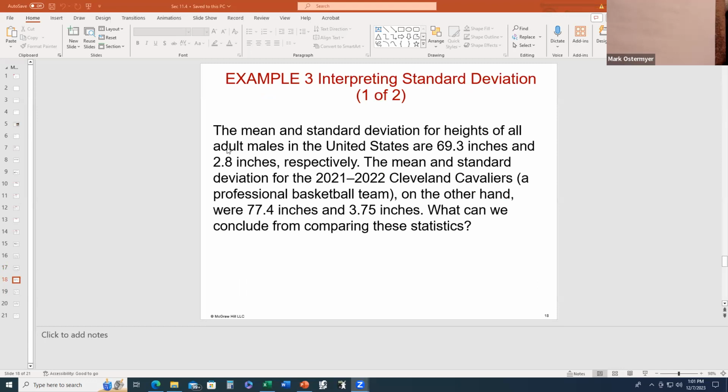All right, here's an example. The mean and standard deviation of the heights of all adult males in the United States are 69.3 inches and 2 inches respectively.